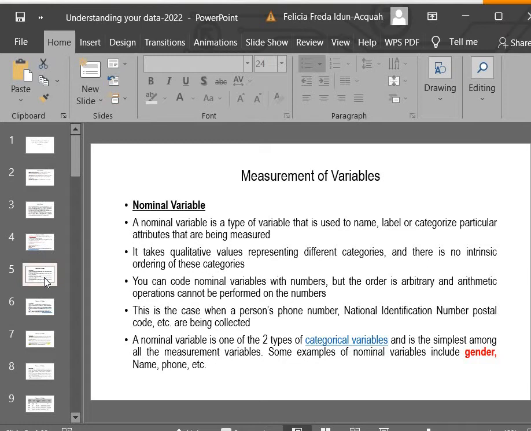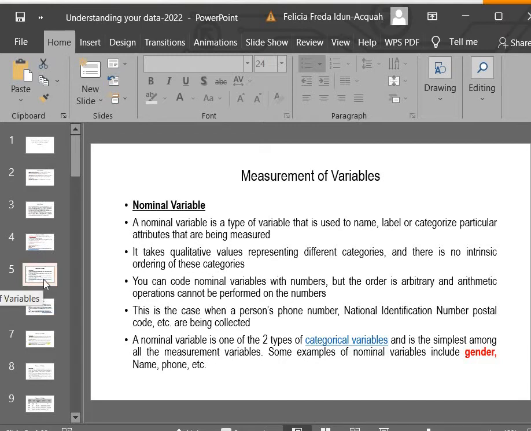Examples of nominal variables may be gender. Of course, gender has two values, either male or female. Questions that have answers like yes and no, names, phone numbers, and the rest. Assignment of values to all these factors are only meant for classification purposes, and therefore they do not signal the magnitude of their score in terms of the number attached to them.